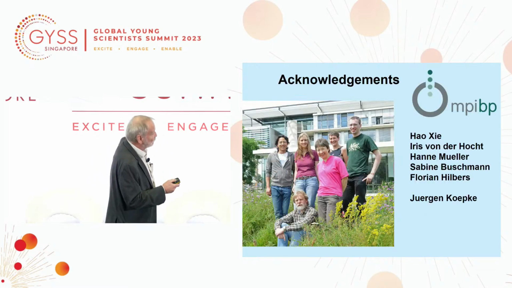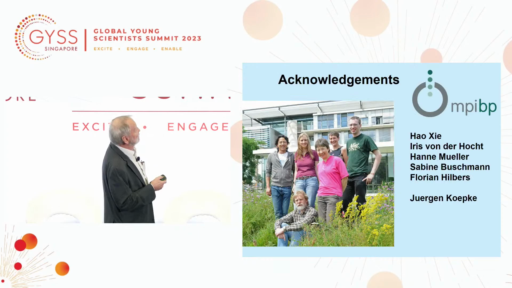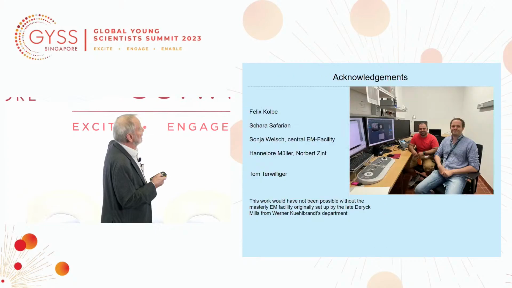And I have, of course, to acknowledge the people working on cytochrome c oxidase. Jürgen Köpke did the X-ray crystallography. Florian Hilbers did biosynthesis of the enzyme. Hao Xie did lots of chemistry, and it was Iris von der Hocht who discovered the conversion of the F state to an O state by addition of catalase. For the intermediates of the catalytic cycle, it was mainly Felix Kolbe, together with the help of Shara Safarian, who was also responsible for all our bd oxidase structures.